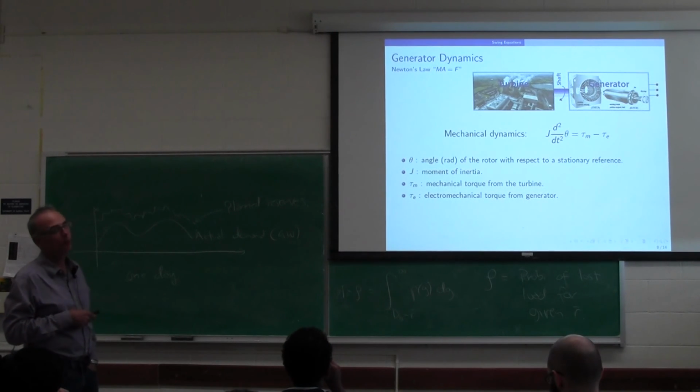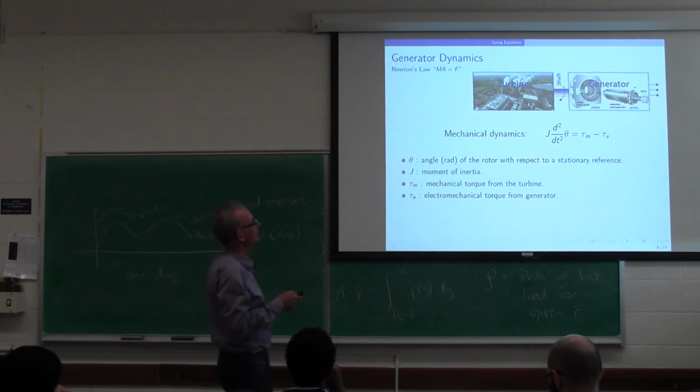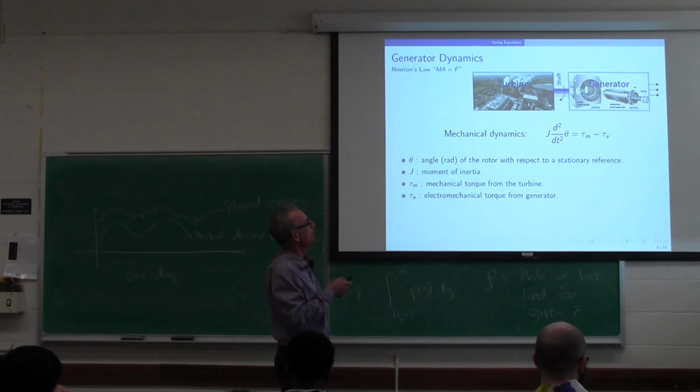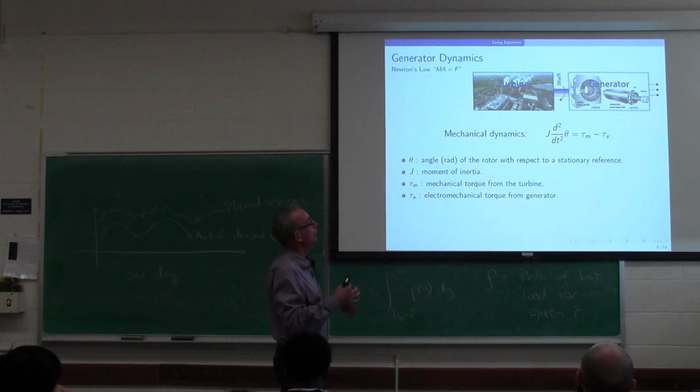And then you get F equals ma. Ma equals F, because you put it the other way. You basically have J times A, where A is angular acceleration and J is a moment of inertia. And again, as I said, there are two torques on this shaft. One is the mechanical torque from the turbine, and then there's this back EMF, an electromechanical torque from the generator. And there's that difference.